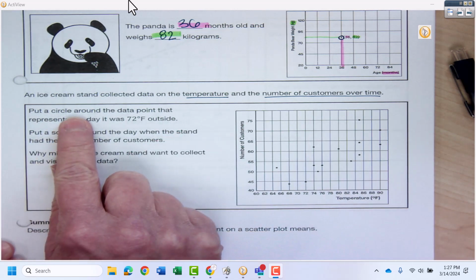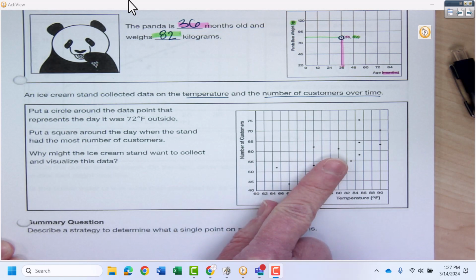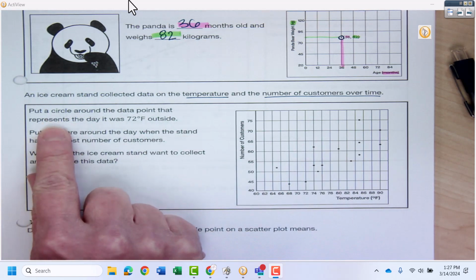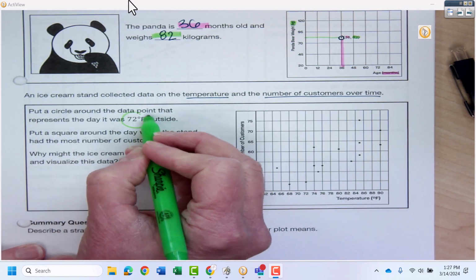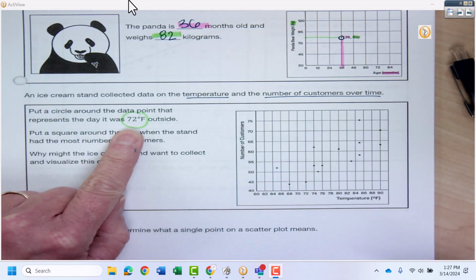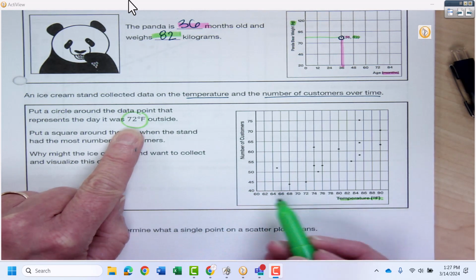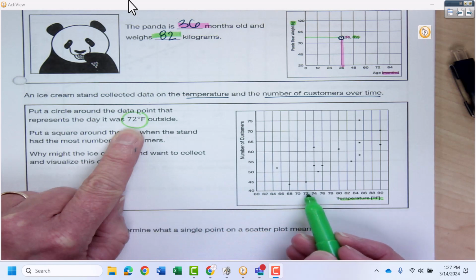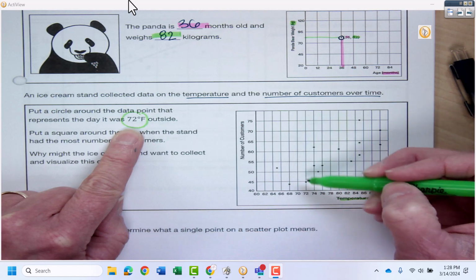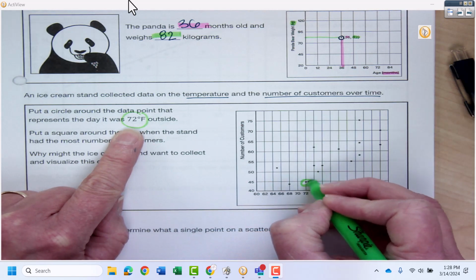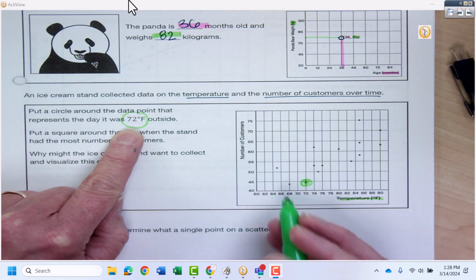So if we wanted to understand this data and put a circle around the data point that represents the day it was 72 degrees Fahrenheit outside, we're going to put a circle around that on here. Well, if we're talking temperature, let's go to the axis that refers to temperature. The x-axis is temperature. Let's come up to 72. And if I come straight up from 72, there's just one data point at 72 degrees. There it is.